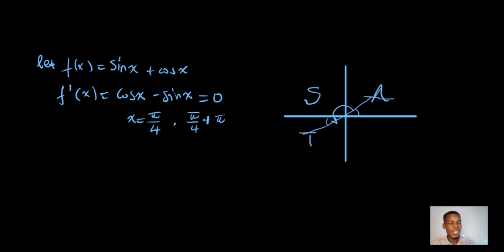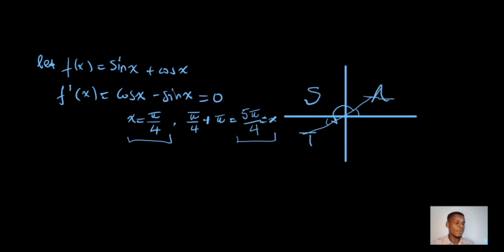So there are two unique angles from 0 to 2 pi, which are pi over 4 and pi over 4 plus pi. But pi over 4 plus pi, we can also rewrite as 5 pi over 4. So there are two unique angles, 5 pi over 4 and pi over 4. Good. So we're going to check which of them will be maximum, which of them will be minimum, or maybe both of them.